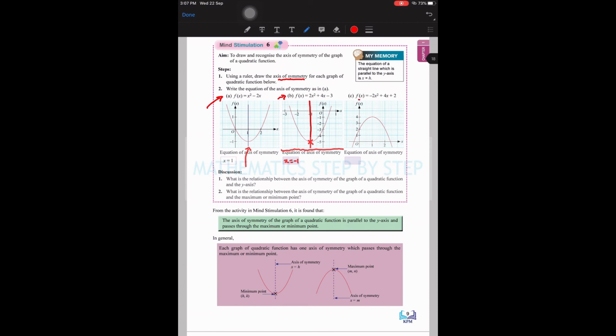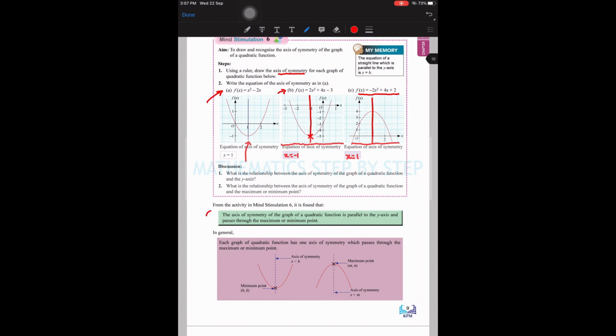Then for C, f(x) equals negative 2x squared plus 4x plus 2, and the graph is as shown here. So we know that the axis of symmetry is this straight line. It passes through the maximum point, and we know this straight line is x equals to 1. So again, let us recall the axis of symmetry is parallel to the y-axis and it passes through the maximum or minimum point.